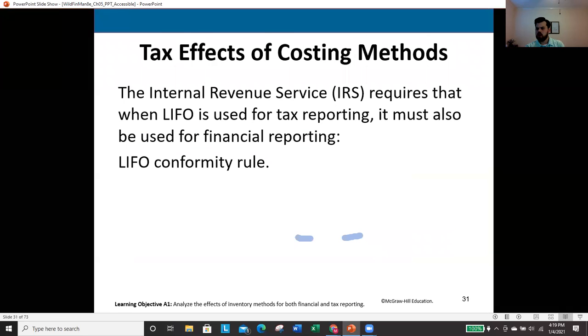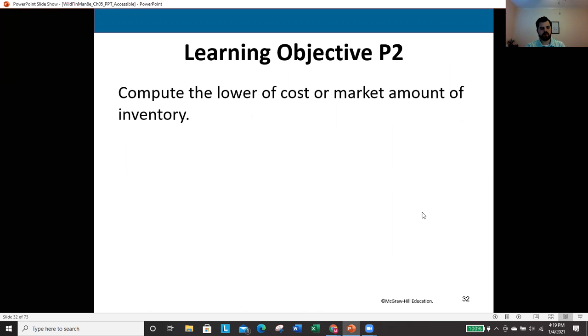Now, one second. Let's get rid of these highlights real quick. Now, here we go. They are now talking about that LIFO conformity rule. So, of course, when LIFO is used for tax, it must also be used for financial. Okay, so very important idea, very important concept.